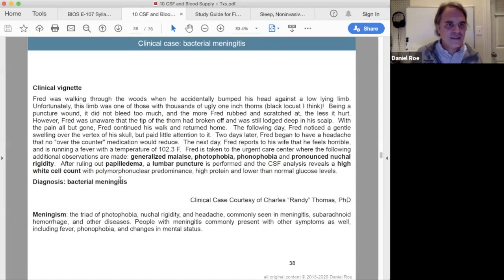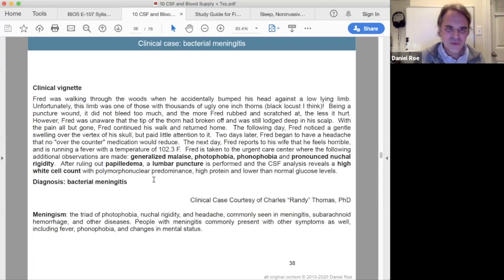So here's Fred, another clinical vignette. Bacterial meningitis. So here we go. Fred was walking through the woods when he accidentally bumped his head against a low-lying limb. Unfortunately, this limb was one of those with thousands of ugly 1-inch thorns, black locust, I think. And being a puncture wound, it did not heal too much. And the more Fred rubbed it and scratched at it, the less it hurt. You know how that goes.